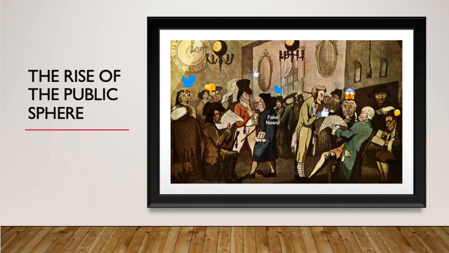These are people who probably live in an absolute monarchy system. They have no say in their government. And they don't expect to have any say. But they start to care. And this is the rise of public opinion.